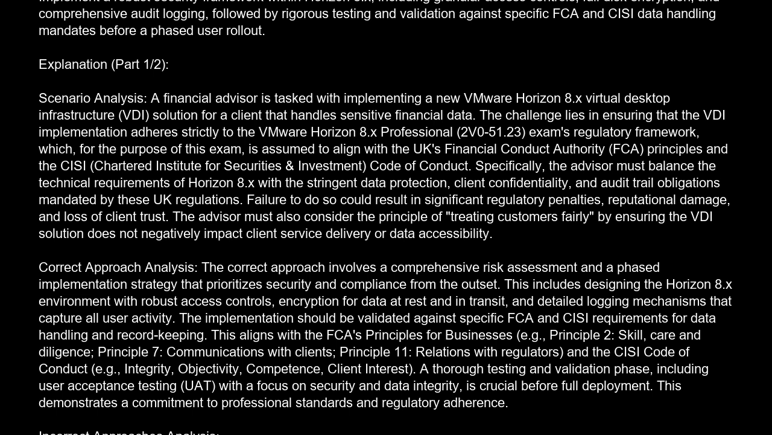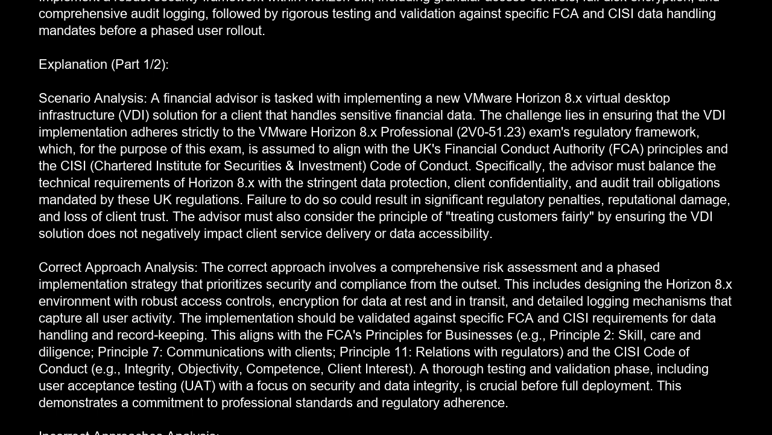Explanation. Scenario analysis. A financial advisor is tasked with implementing a new VMware Horizon 8 X virtual desktop infrastructure (VDI) solution for a client that handles sensitive financial data. The challenge lies in ensuring that the VDI implementation adheres strictly to the VMware Horizon 8 X Professional 2V0-51.23 exam's regulatory framework, which, for the purpose of this exam, is assumed to align with the UK's Financial Conduct Authority (FCA) principles and the CISI (Chartered Institute for Securities and Investment) Code of Conduct.